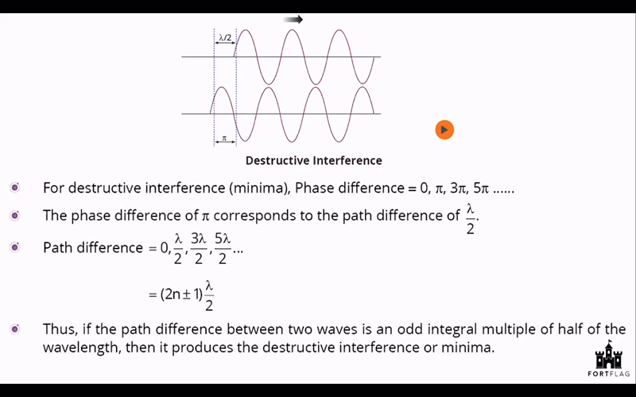The condition for path difference for the two waves is (2n plus or minus 1) lambda by 2. The path difference between the two waves is an odd integral multiple of half of the wavelength. And the phase difference will be equal to pi, or 3 pi, or 5 pi. These are the important conditions for constructive interference and destructive interference of light.